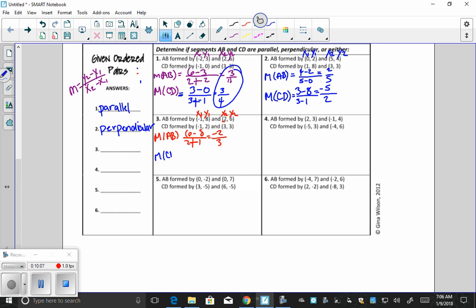So the slope of CD is going to be 3 minus 2 over 3 minus negative 1. Comes a positive. 3 minus 2 is 1. 3 plus 1 is 4. Well, they're not the same, and they're not negative reciprocals. So it can't be parallel, and it can't be perpendicular, so it has to be neither. There's no G in neither.